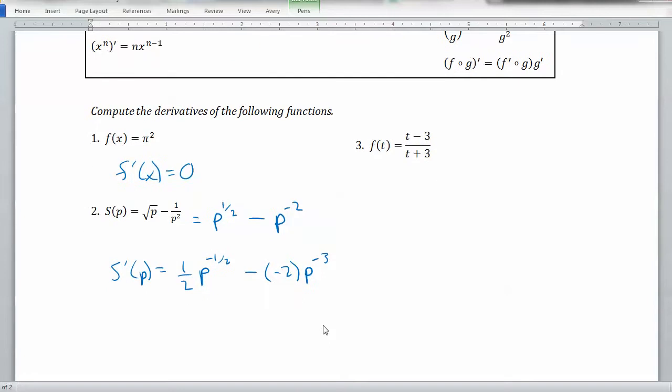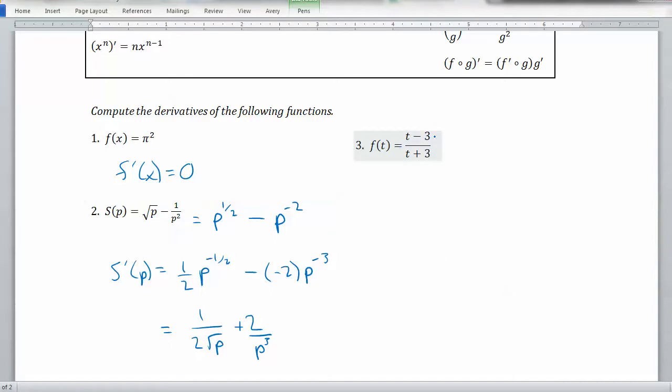And so we can just clean that up a little bit to arrive at 1 over 2, and then p to the -1/2 is sort of 1 over square root of p. So I'll put that in the denominator. And then minus a -2 would be plus 2, and p to the -3 gives us a p cubed in the denominator. So that's a nicer way to write the answer.